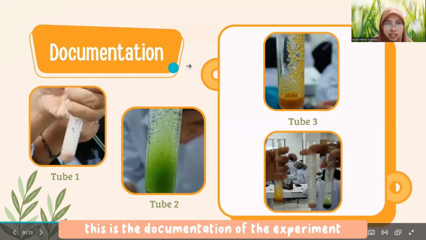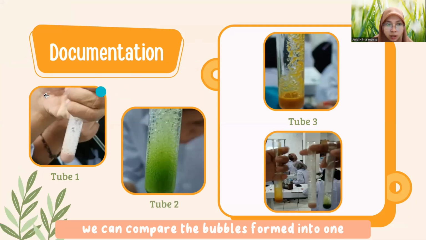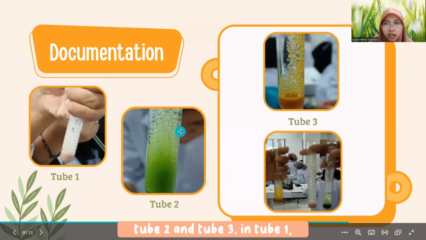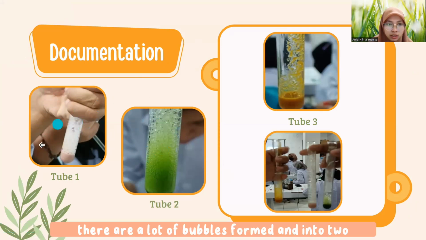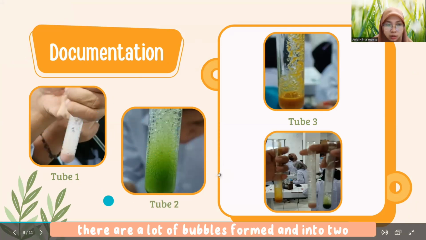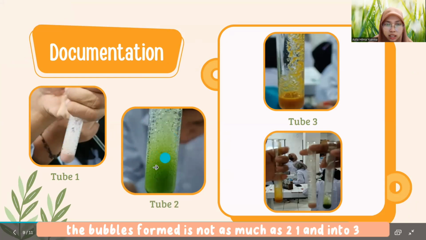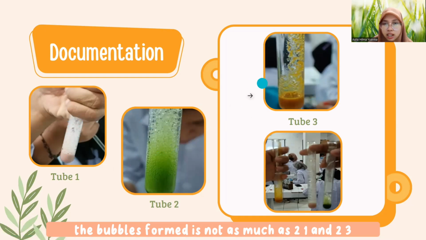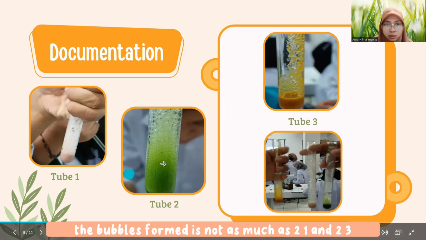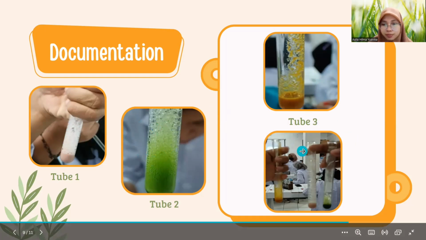This is the documentation of the experiment. We can compare the bubbles formed in tube 1, tube 2, and tube 3. In tube 1, there are a lot of bubbles formed, and in tube 2, the bubbles formed are not as much as tube 1, and in tube 3, the bubbles formed are not as much as tube 1 and tube 2.